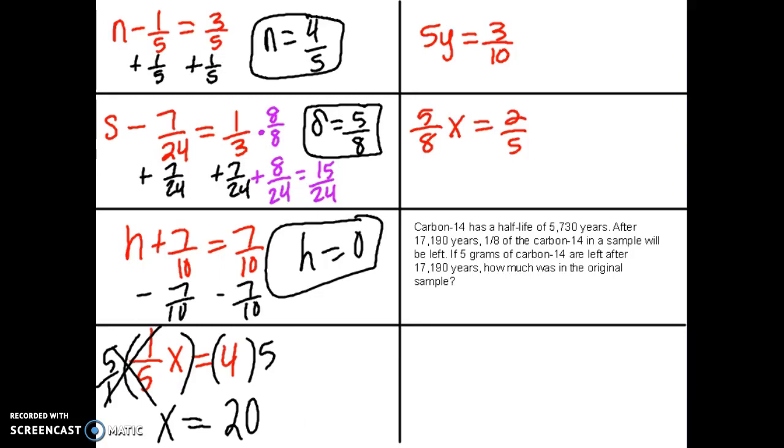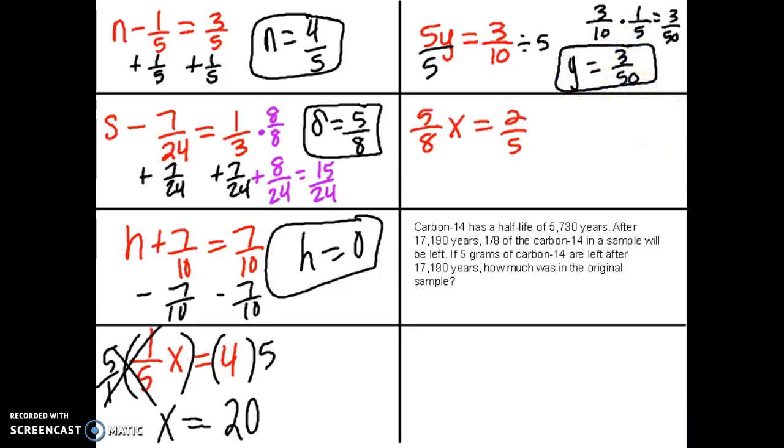All right, 5y equals 3/10. So I'm dividing by 5 on both sides. I'm dividing a fraction by a whole number. So again, I have to do keep, change, flip. 3/10 times 1/5. 3 times 1 is 3. 10 times 5 is 50. So y equals 3 over 50.